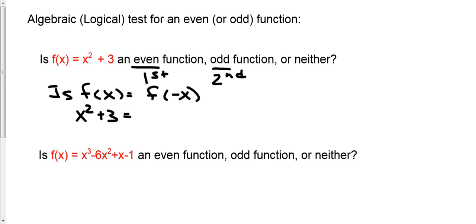Well, remember, how do I evaluate a function? If I said this was f of 2, I would plug in 2 where? Wherever I see an x, right? Well, this is negative x. Where do I plug in the negative x? Wherever I see an x, right? So this is going to be negative x squared plus 3.